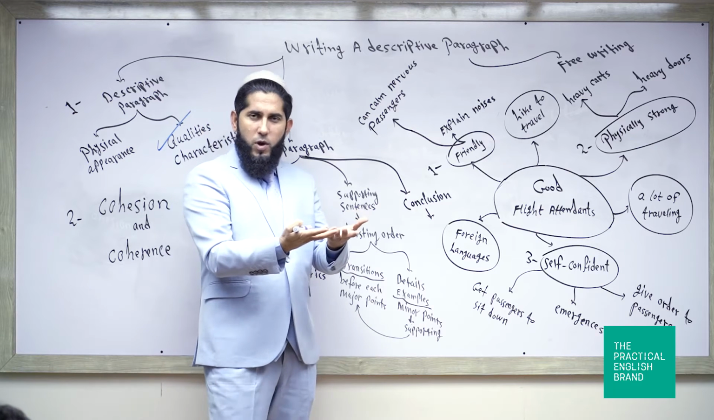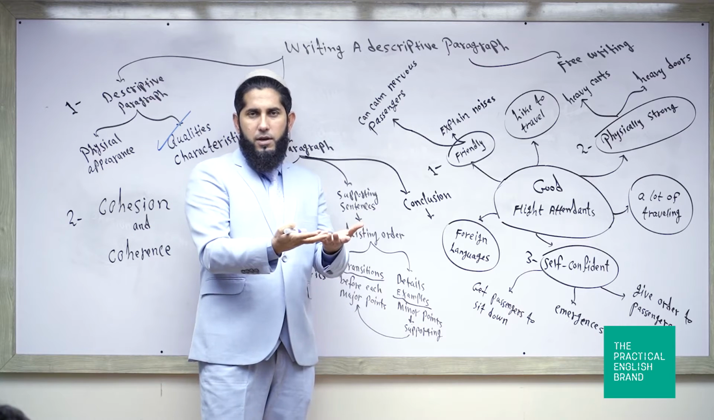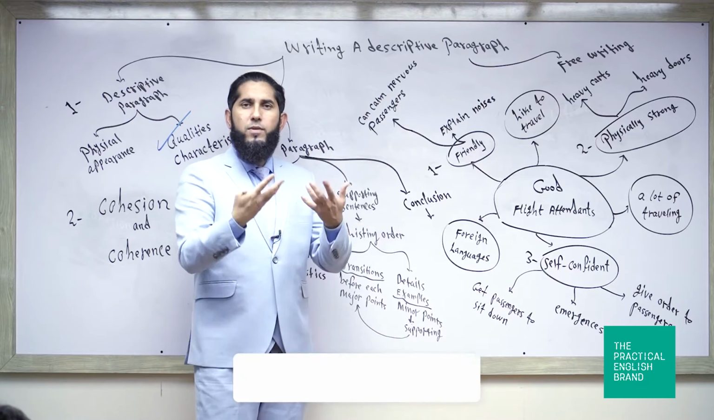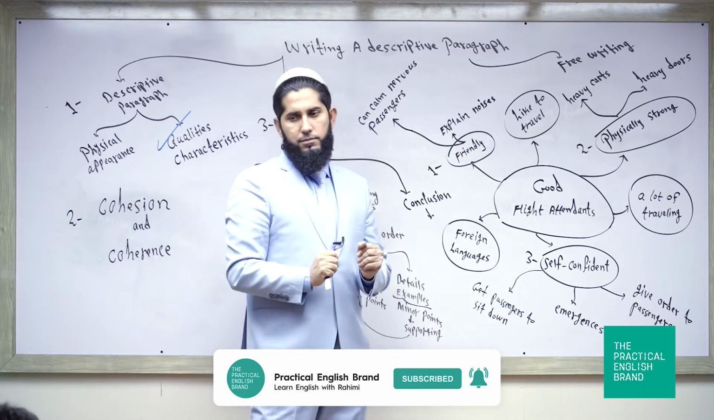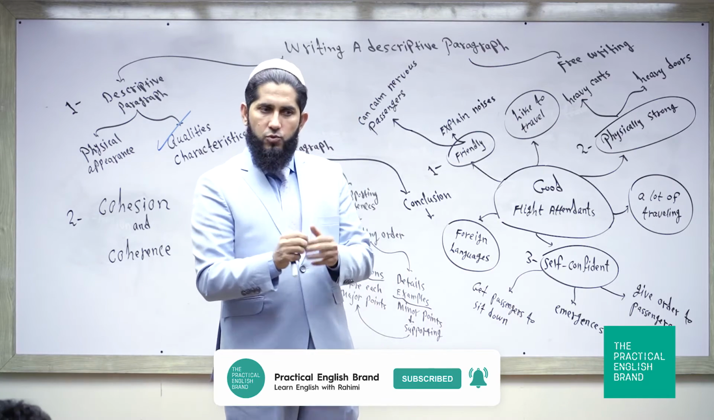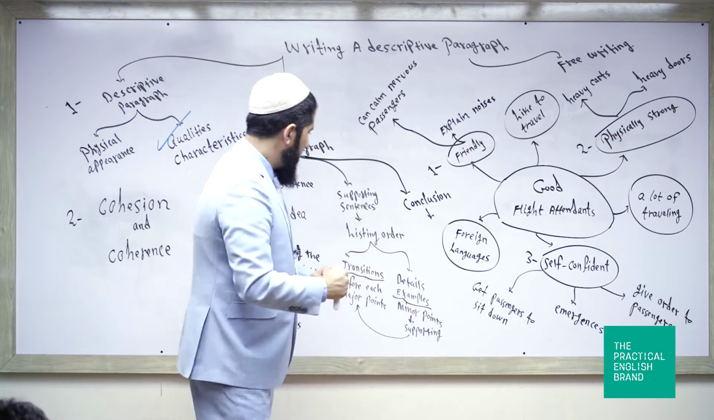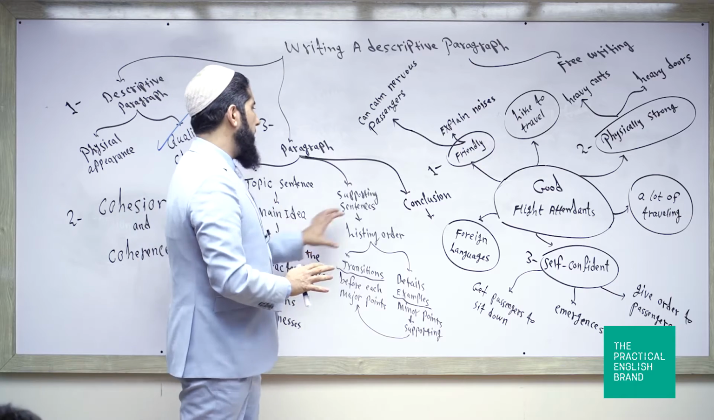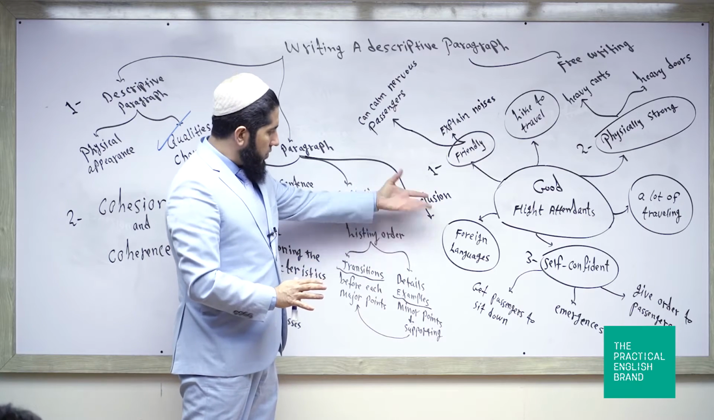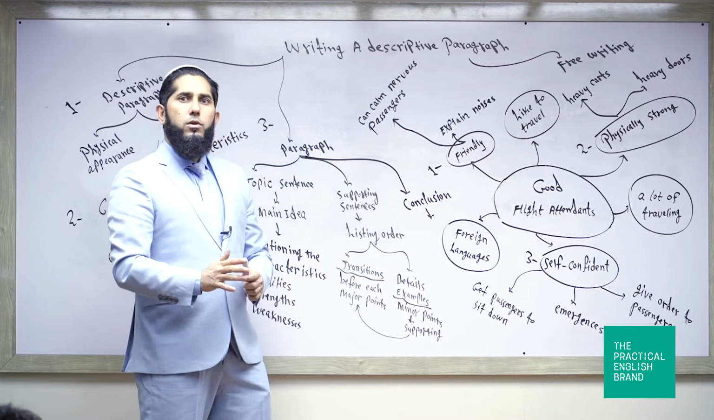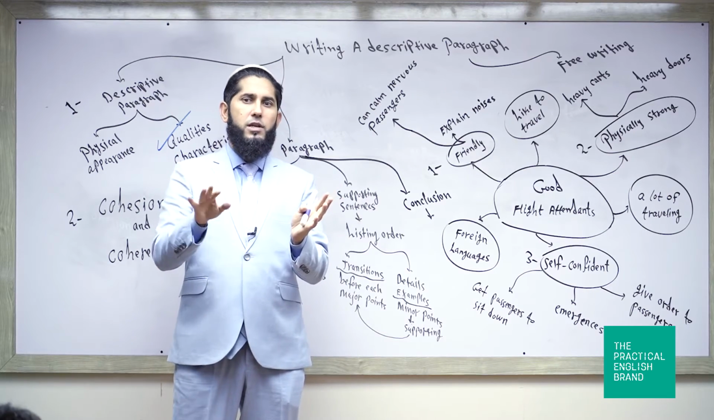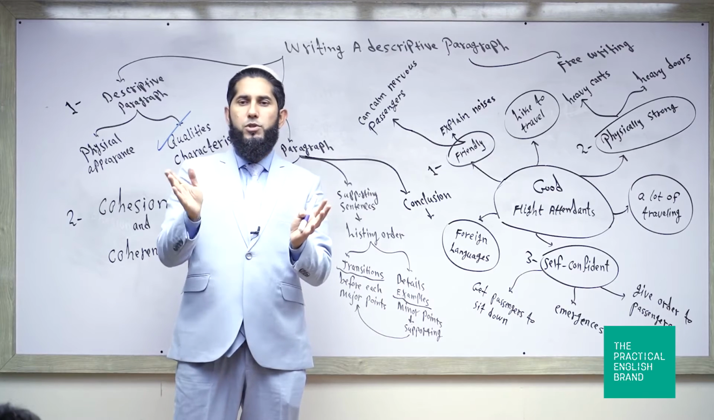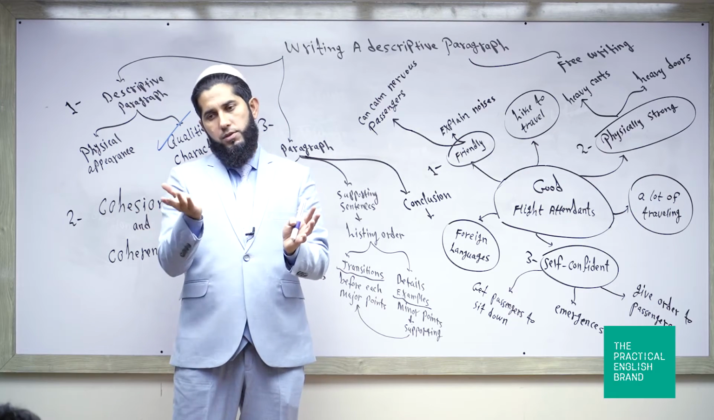And that's why we define a paragraph as a group of related sentences which talks about the same main idea. So that's all. And here we come to the conclusion. In the conclusion, you summarize the three characteristics. So you mention the three characteristics again in different words.